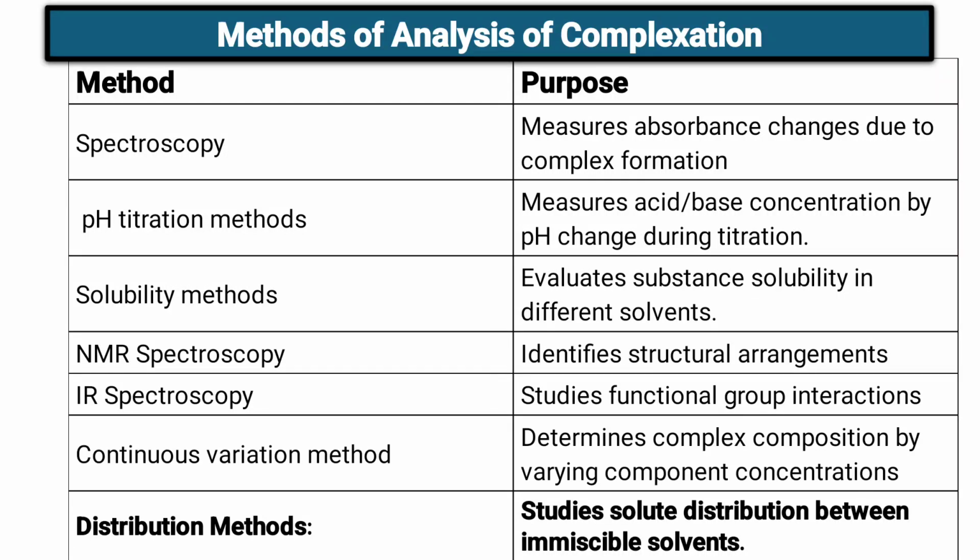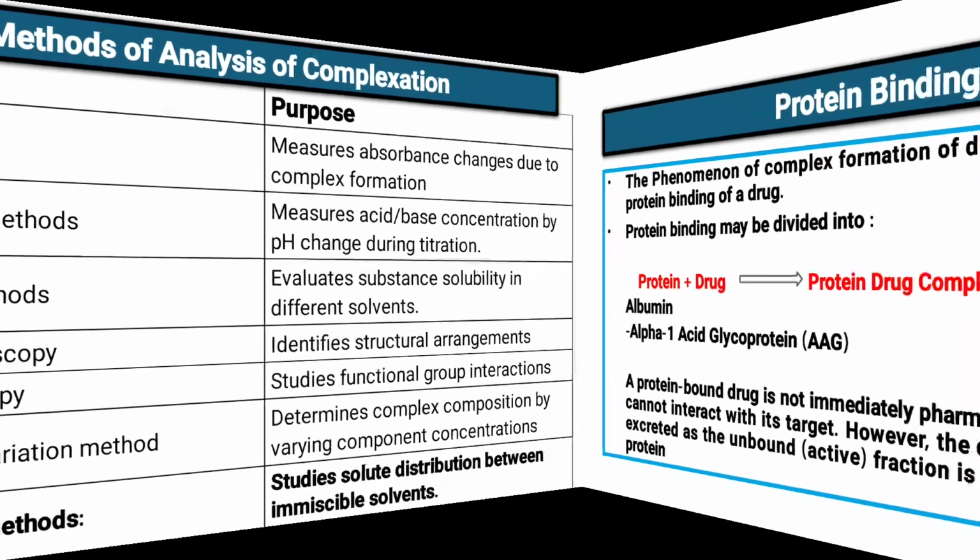Next, spectroscopy measures absorbance changes due to the complex formation. The pH titration method measures the acid base concentration and pH change during the titrations. The solubility method evaluates substance solubility in different solvents. NMR spectroscopy identifies structural arrangement through NMR signals. IR spectroscopy studies functional group interactions and also detects incompatibility. The continuous variation method determines complex composition by varying the components' concentration. The distribution method studies solute distribution between immiscible solvents.